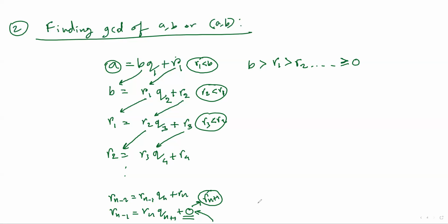In that case, my claim is the GCD is Rn. Let's see why. GCD of A and B is Rn.